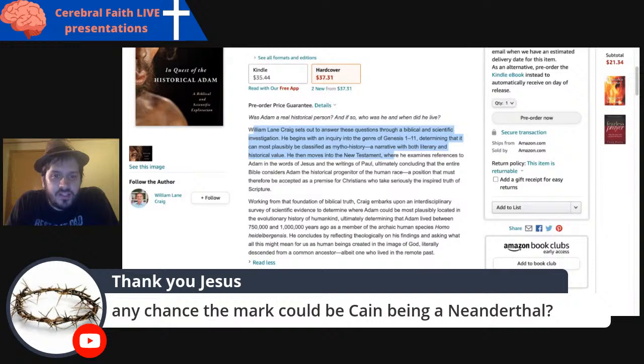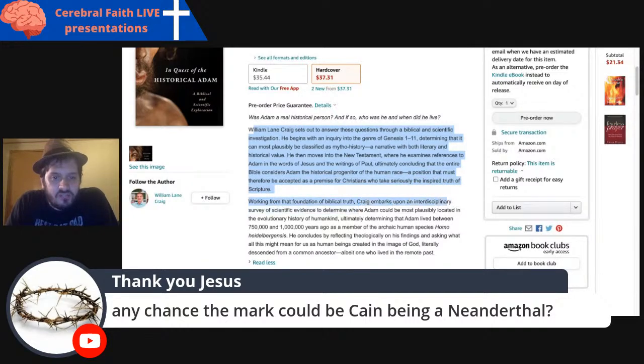He then moves into the New Testament, where he examines references to Adam in the words of Jesus and the writings of Paul, ultimately concluding that the entire Bible considers Adam the historical progenitor of the human race, a position that must therefore be accepted as a premise for Christians who take seriously the inspired truth of Scripture.